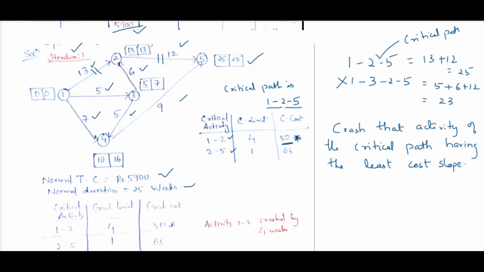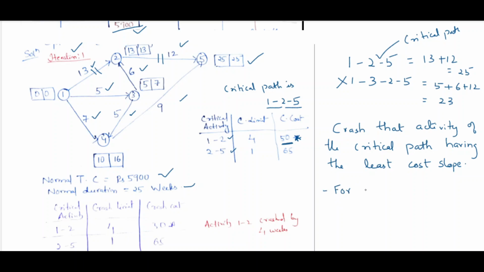The normal duration of our 1-2 activity is 13. As this is the beginning of the iteration, till now we have not started crashing. One way is the unit crashing method. If the maximum limit is 4 weeks for activity 1-2, we can crash one by one: first reduce from 13 to 12, then 11, then 10, up to 9 weeks. But here, as it is the beginning of the crashing process, for this problem I am selecting 4 as the crashing limit at a time.